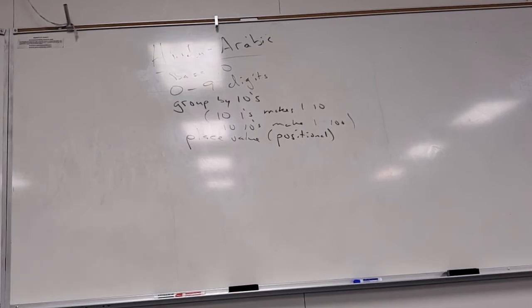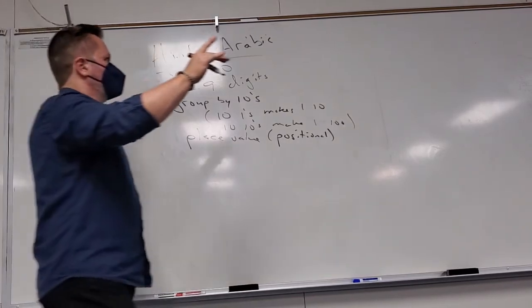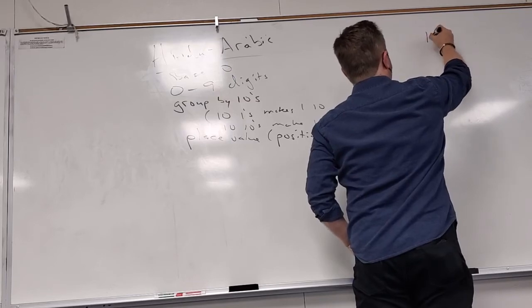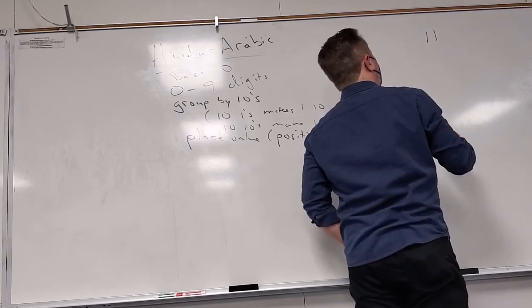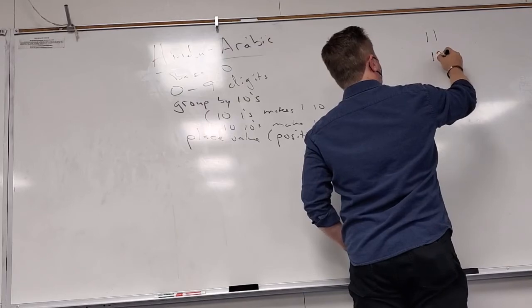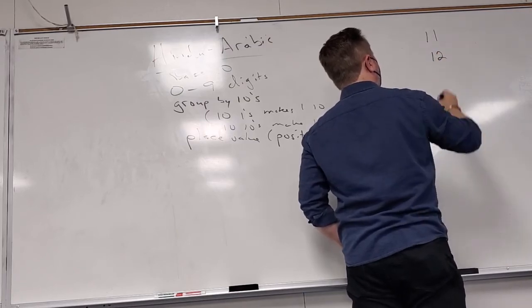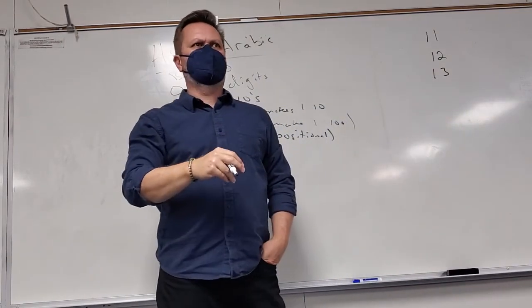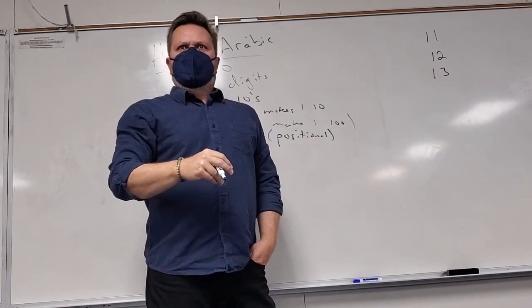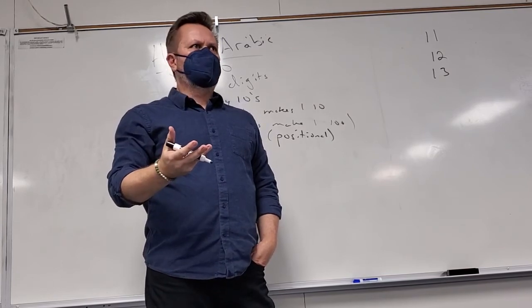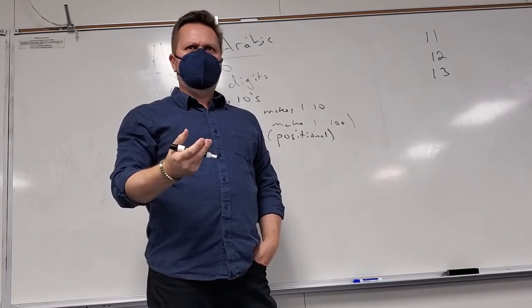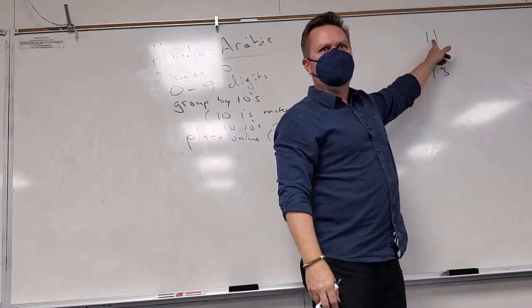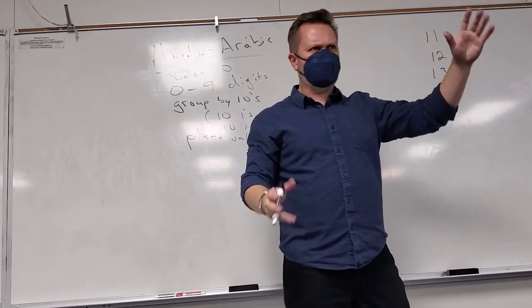Now, here's where we get weird. Let's see if anybody's ever thought of this. What's this number here? 11. And what's this number here? 12. And what's this number here? 13. What does 13 mean if you break it down? Like 10 plus 3. 10 plus 3. You ever thought about it? No? So why isn't this 2-teen? Why isn't this 1-teen? Do you guys follow what I'm saying?